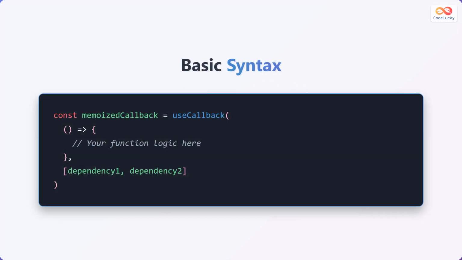Here's the basic syntax for using useCallback. First, declare a constant called memoizedCallback. This constant stores the useCallback hook. The useCallback hook takes two arguments, a callback function and a dependency array. The callback function contains the function logic that you want to memoize. The dependency array is an array of values that the callback function depends on. If any of these values change, the callback function will be updated.